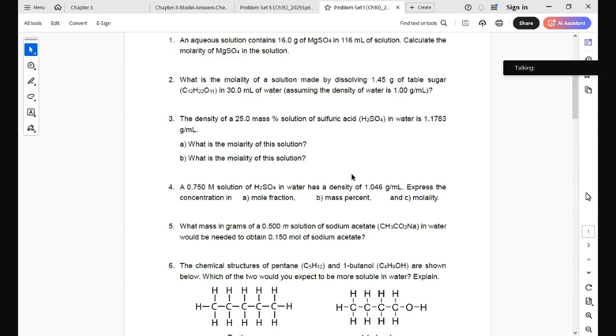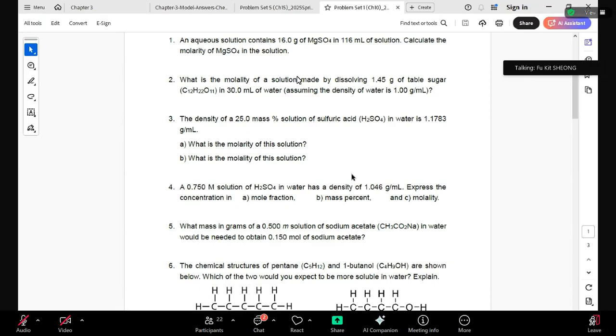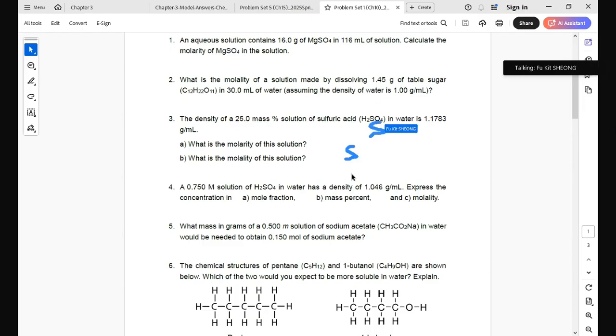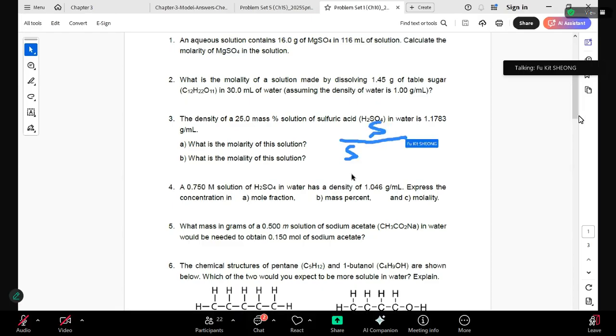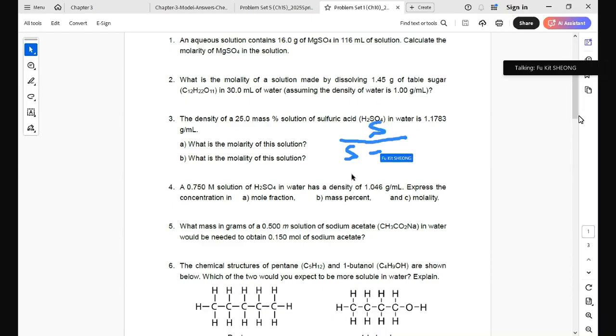So, let's see whether I can annotate. Oh, good. So the mass percent is 25%. As a shorthand, I just write S for sulfuric acid and W for water. The mass percent is the mass of sulfuric acid in the numerator, and the mass of sulfuric acid plus the mass of water as the denominator.